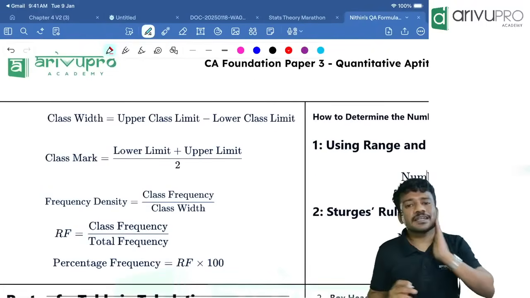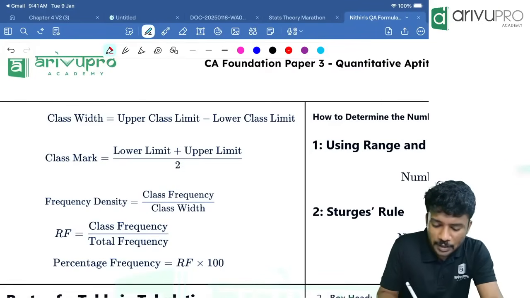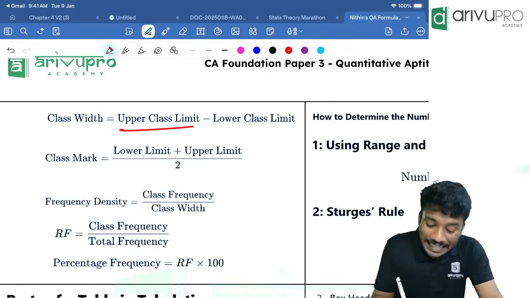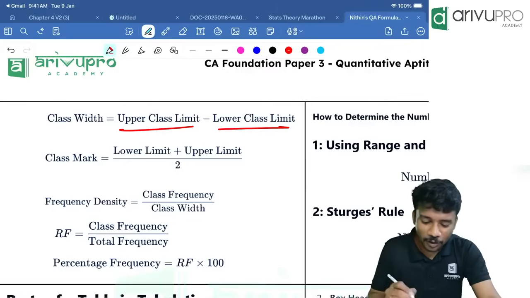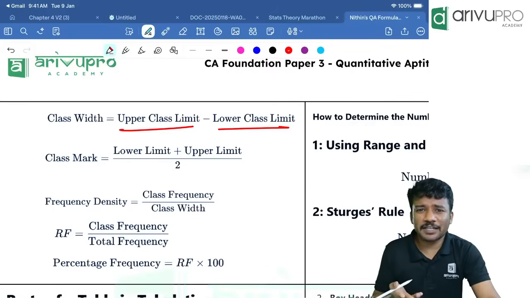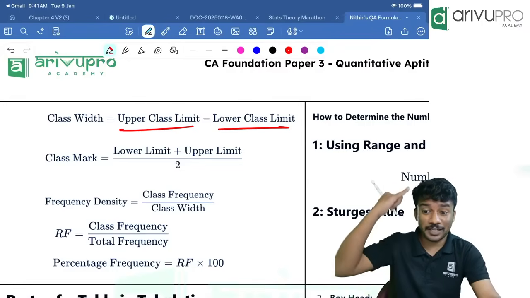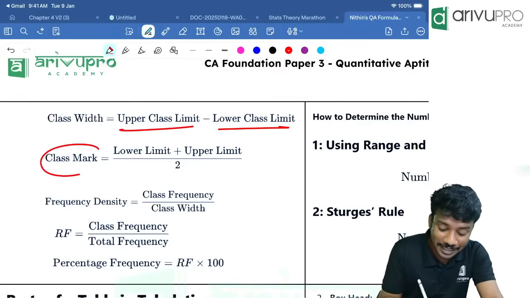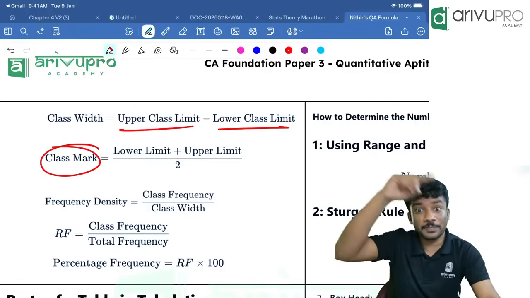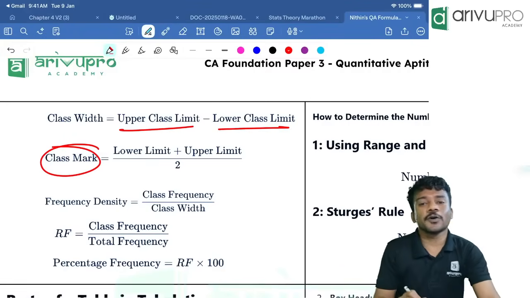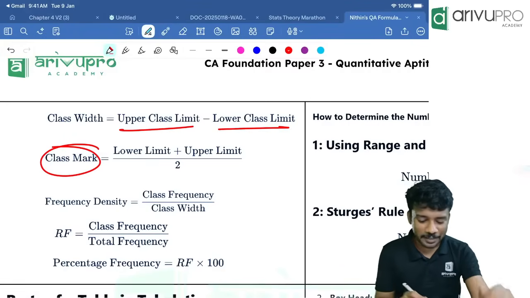Yes people, what is class width? Coming to our stats part, class width is nothing but class upper limit minus lower limit. We are using it, right? Where are we using it? Many questions we are using it. In median we are using it, in mode we are using it. Then class mark, where are we using it? In order to find the mean for continuous grouped data. So lower limit plus upper limit divided by 2.